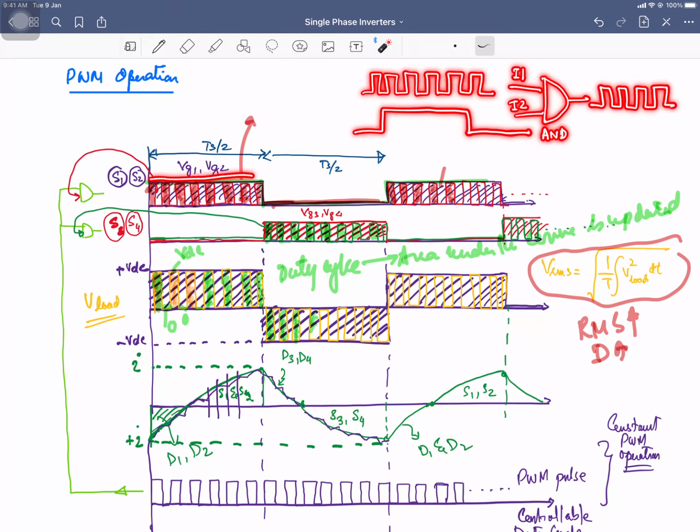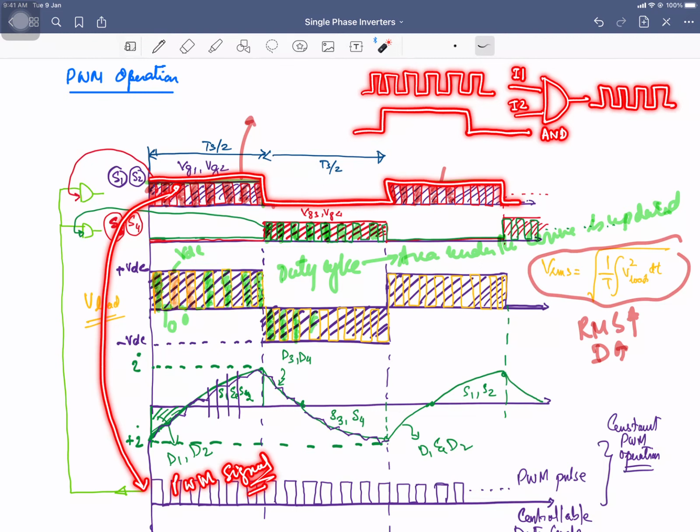So if you have this constant voltage envelope that is going to be applied on the gate of the switches, and you perform the AND operation of this one with the PWM signal, this is the PWM signal. So if you perform the AND operation, what are you going to get?